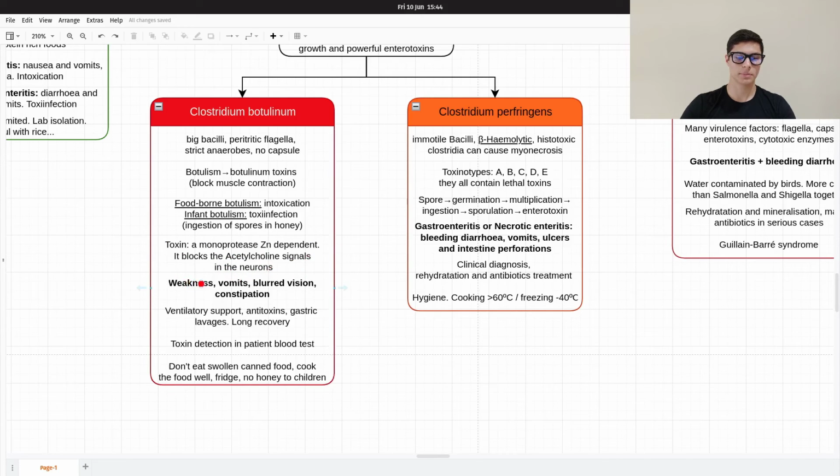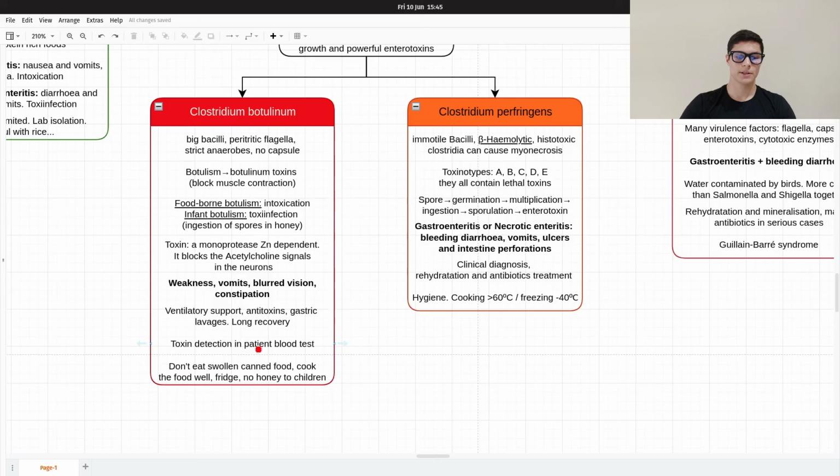It causes weakness. Because of that, we are not able to actually contract the muscles well. Vomits, blurred vision, not only skeletal muscles but also muscles like the heart and the eyes in this case, and constipation, as well as the muscles of the gastrointestinal tract. We will not be able to impulse the stool through the intestine. The treatment is with ventilatory support, antitoxins, gastric lavages, and it's a long recovery.